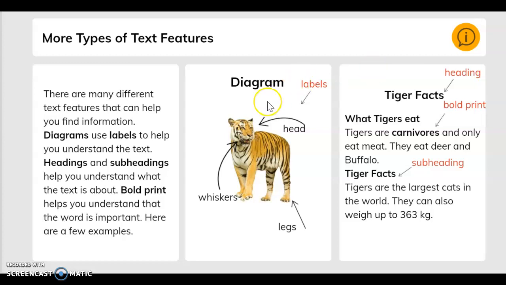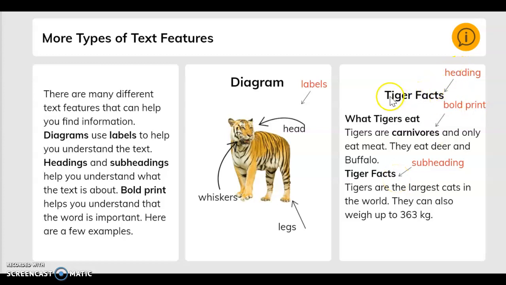This is a diagram. It's a labeled picture that shows the parts of something. So these are the labels. Here is the heading of Tiger Facts. So this is the heading, and then look, here's the bold print, and here's the next subheading.